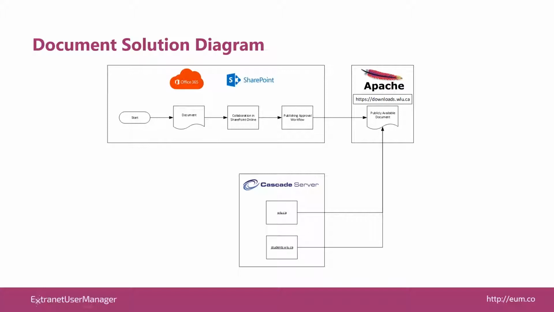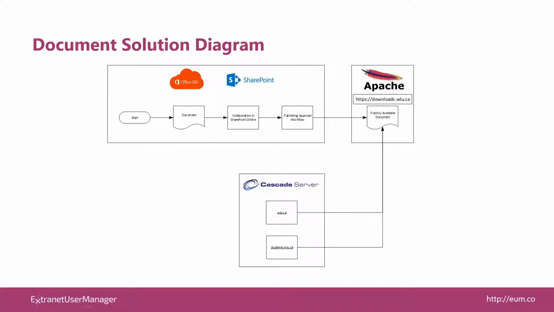So if we look at the top left part of the diagram, the Office 365 and SharePoint, basically it starts by somebody creating a document. They may collaborate on the creation of that document in SharePoint Online, and at some point they're going to put it into a particular library in that SharePoint Online site, go through a publishing approval process, and it's going to push that document out to that Apache server. And at that point, the document becomes publicly available. It generates a link that they can then put into their article, their book, whatever they're publishing, and that becomes a permanent link that's there and available for them.